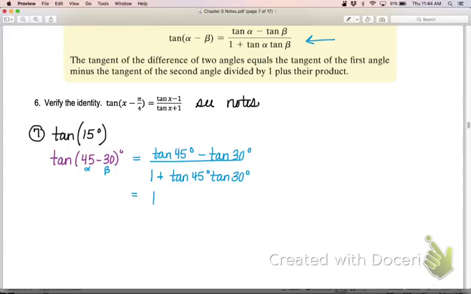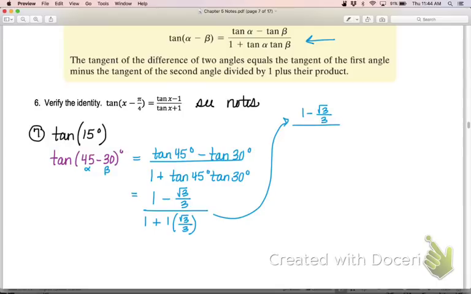Tangent of 45, that's an easy one, that's 1. Minus the tangent of 30 degrees, which is square root of 3 over 3, over 1 plus 1 times the square root of 3 over 3, because we multiply the values this time. So you'll notice this is where these get pretty gross. Okay, we have 1 minus the square root of 3 over 3 divided by 1 plus the square root of 3 over 3.